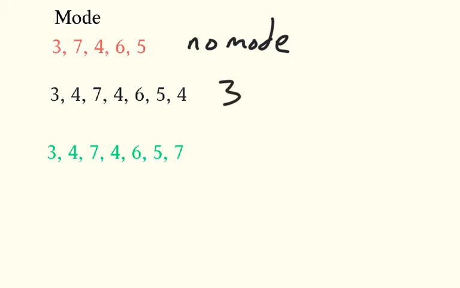In the last one, we can see that 4 and 7 both repeat the same number of times. And so in this case, our modes would be 4 and 7.